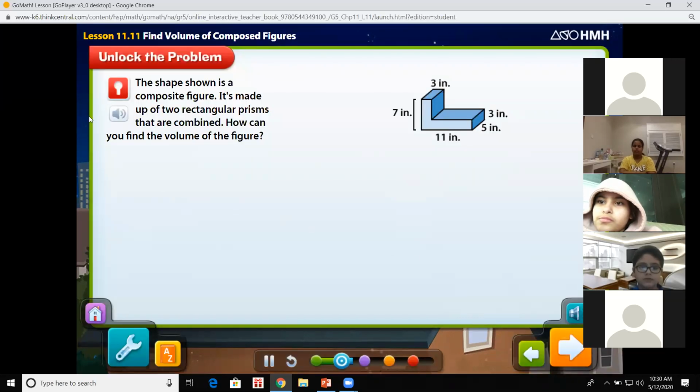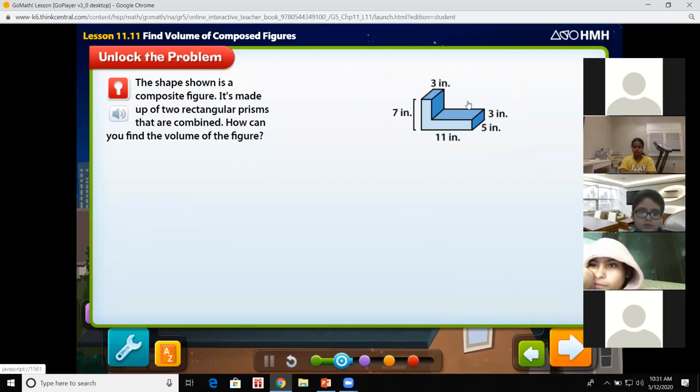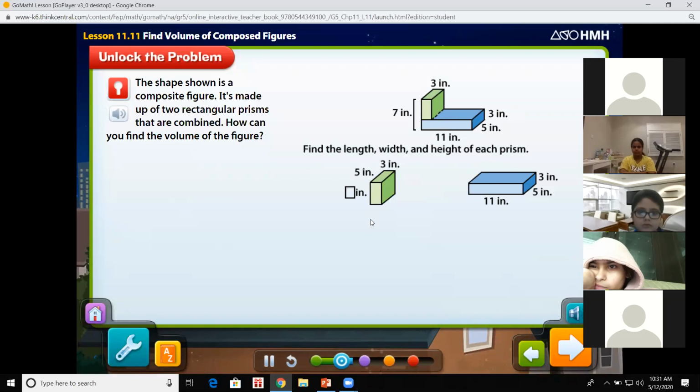Here's a problem about the volume of a composite figure. The shape shown is a composite figure. It's made up of 2 rectangular prisms that are combined. How can you find the volume of the figure? Let's unlock this problem. First, you need to break apart the solid figure into 2 rectangular prisms. See how they are breaking it up. See, the green and the blue. Next, find the length, width, and height of each prism.